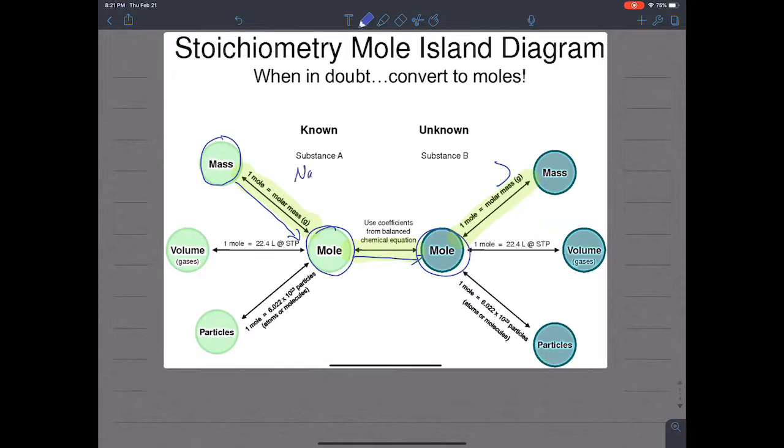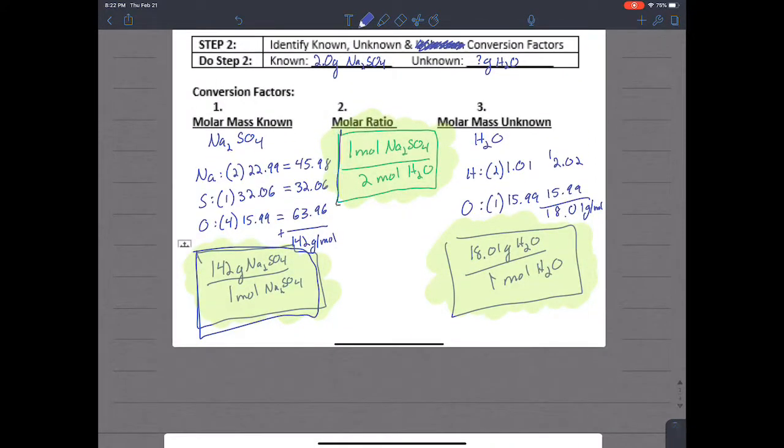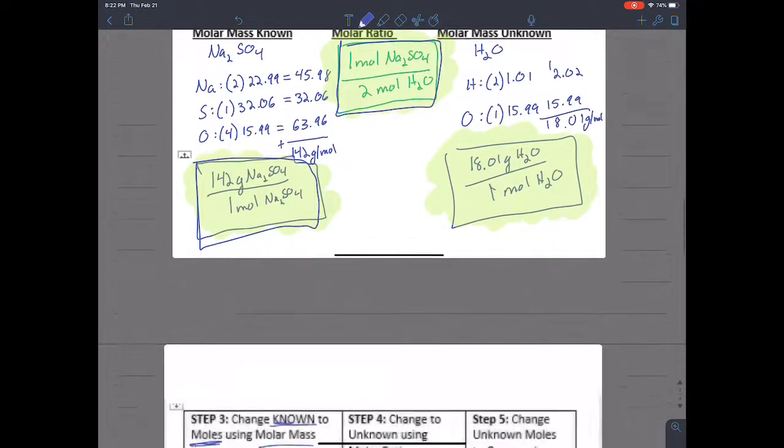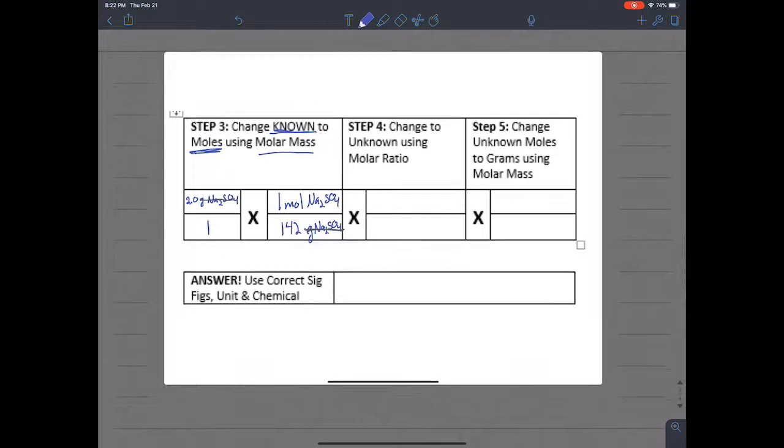So in this case, this is all this, and this is this. So now I'm going from moles to moles. And to do that, I'll use the mole ratio that I found from my balanced equation. Again, I am trying to cancel moles of Na2SO4, so I know that's going to be dropped like it's hot. It's going to go down here.